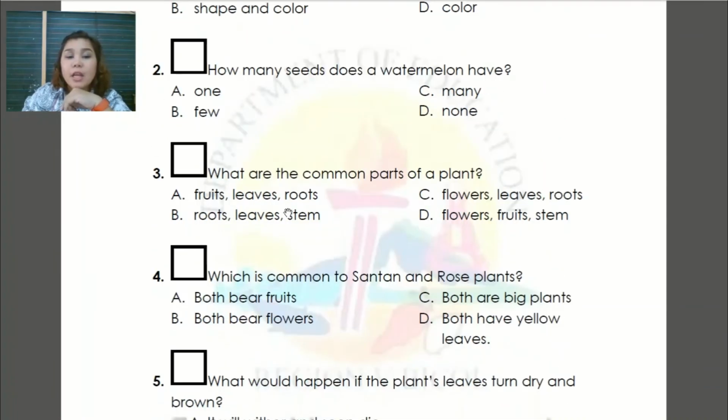Number 3, what are the common parts of a plant? A, fruits, leaves, roots. B, roots, leaves, stem. C, flowers, leaves, roots. D, flowers, fruits, stem. I repeat, what are the common parts of a plant? It was mentioned on the input part. A, fruits, leaves, roots. B, roots, leaves, stem. C, flowers, leaves, roots. Or D, flowers, fruits, stem.